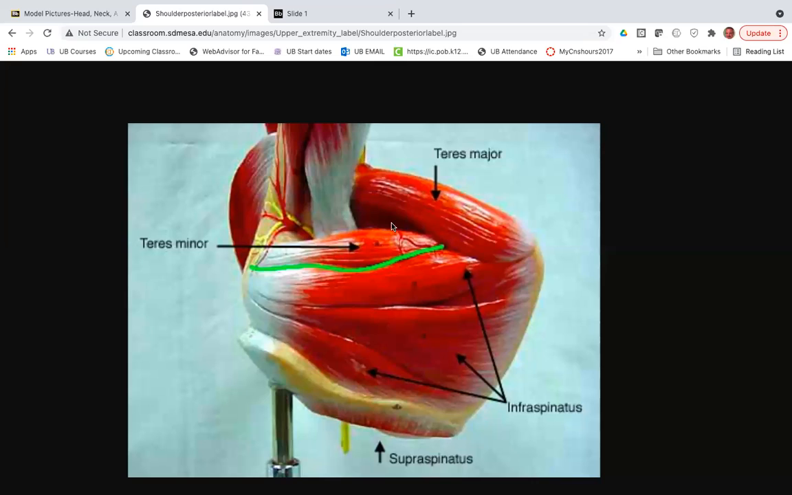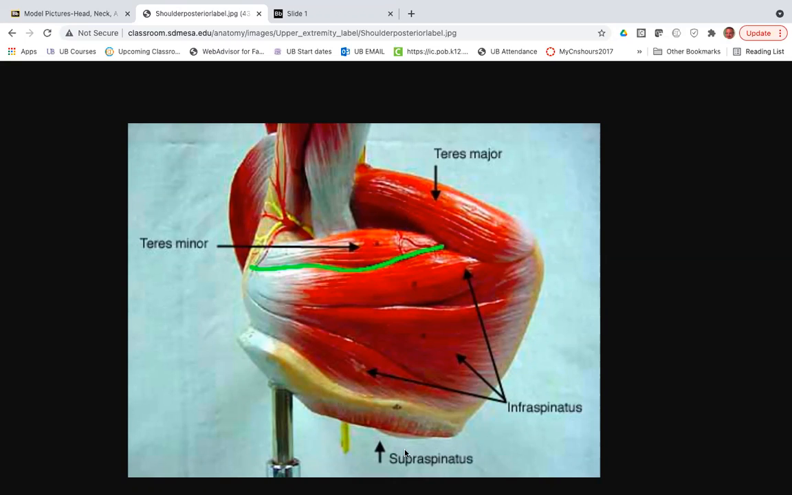Teres Minor and Teres Major are antagonistic to one another. So if Teres Minor is an external rotator, what would Teres Major be? An internal rotator. They're antagonistic. Okay. Teres Minor, external rotator. Teres Major, internal rotator of the shoulder. And again, when we say shoulder, we mean arm. When we say arm, we mean humerus. So you have to know what's moving here.